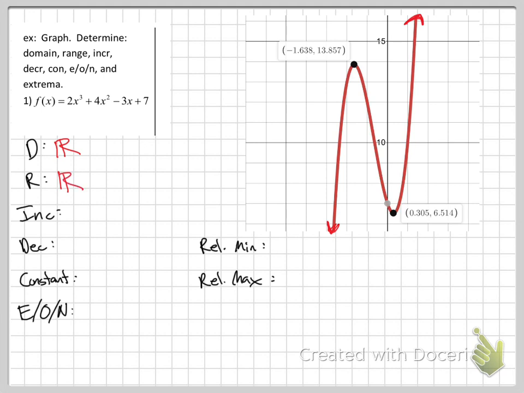You have 2 points. Figure out which one's a min and which one's a max, relative min and relative max. So bottom of a valley is your relative minimum. Notice it's rounded to 3 decimal points. And top of a hill or peak is a relative max. Also 3 decimal points.